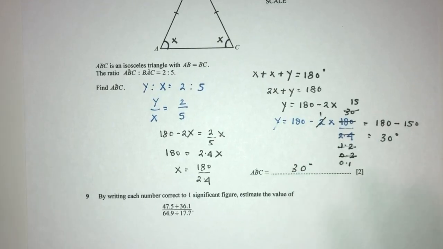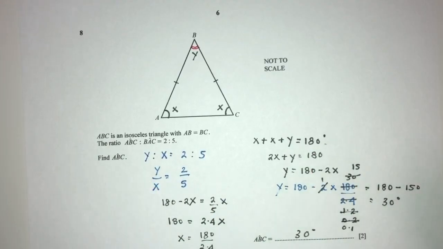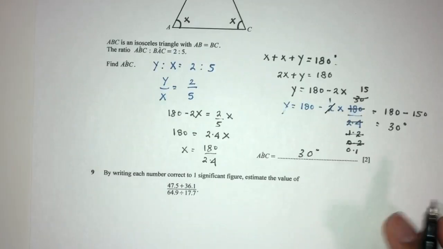Okay, the concept here is to use the information given to you, find two equations that we can use to solve simultaneously to find the values of x and y. But here we need the value of ABC, which is just y, so equal to 30 degrees.